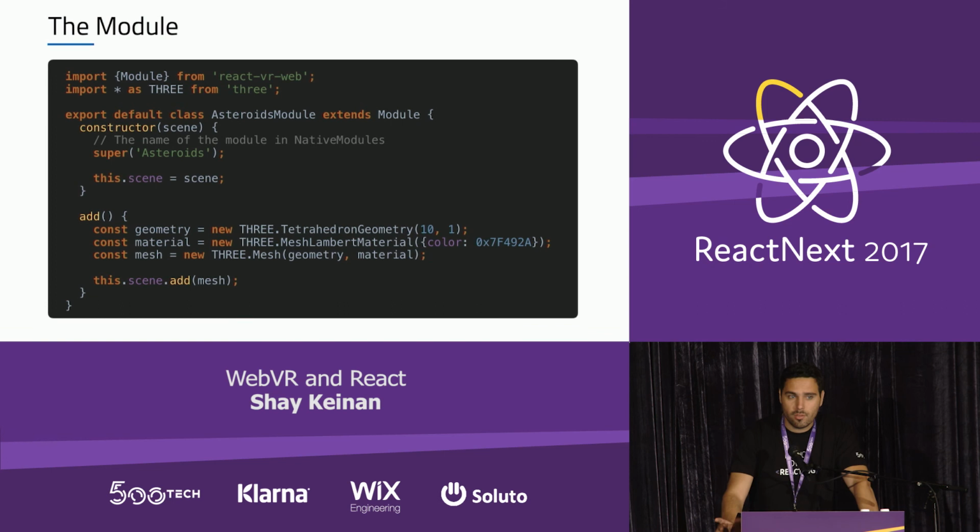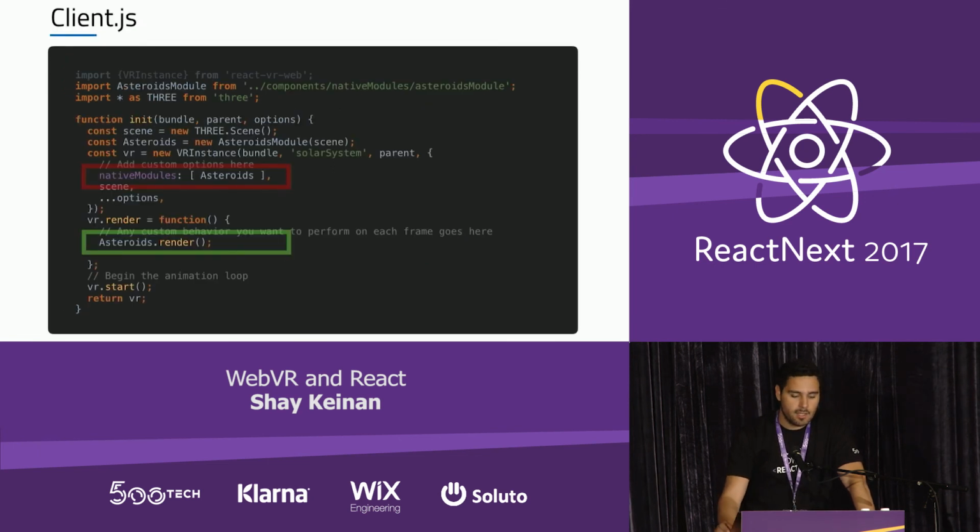I need to do two things. First, I create a module, and in its constructor, I receive the Three.js scene. From this point, the Three.js scene is open to me. The rows within the add function, for example, are all Three.js code. I define a tetrahedron geometry, a MeshLambertMaterial, and a new mesh that I'm adding to the actual Three.js scene.